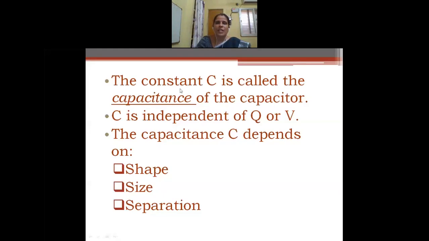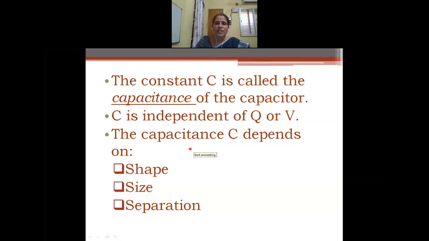The constant C is the capacitance of the capacitor. One thing is very important to note: C is independent of Q or V. That is, the capacitance of the capacitor is independent of charge and potential difference. Even though C is equal to Q by V, C is independent of Q or V.